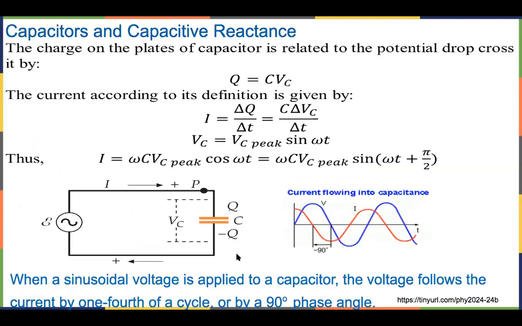Also for the capacitors, if you place them in an AC circuit, again the current and voltage don't peak at the same time. They're out of phase by 90 degrees, but in this case the current leads by 90 degrees. So current and voltage can be expressed in different sine functions, or you can write, again, current as a cosine function.